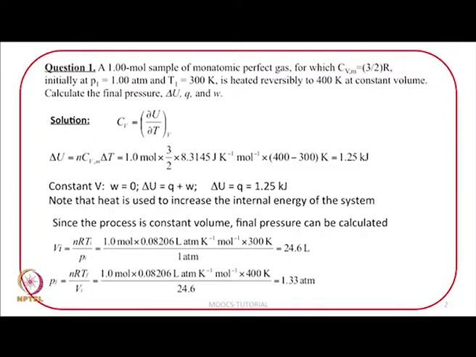Now, let us take a look at a different type of question and see how to address that.